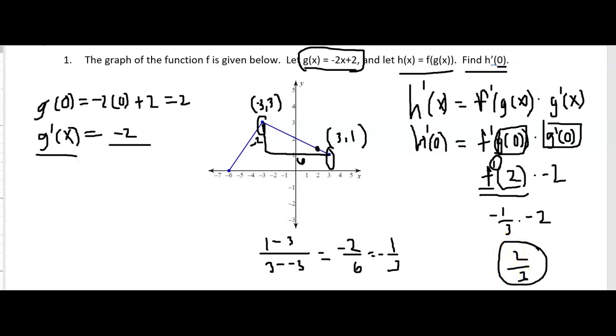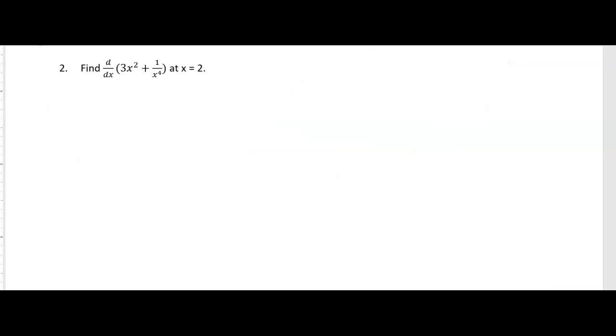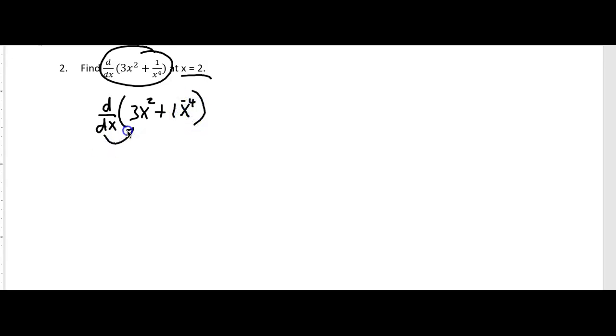All right, let's move on to our next one. So for number 2, they're going to give you this expression. They want us to find the derivative of the function when x equals 2. So we're just going to take the derivative of this. Now before I begin, though, you'll notice that we have that 1 over x to the 4th, which hopefully you guys know we like to rewrite by bringing the x to the 4th to the top and changing that to the negative. Now I'm going to go ahead and apply my derivative to each piece to get 6x minus 4x to the negative 5.